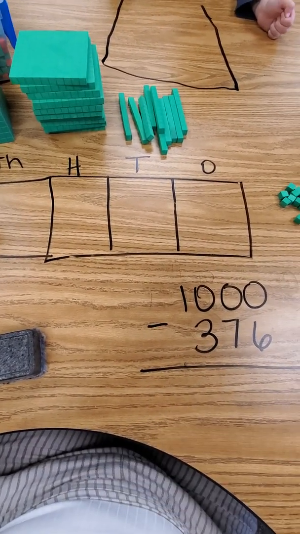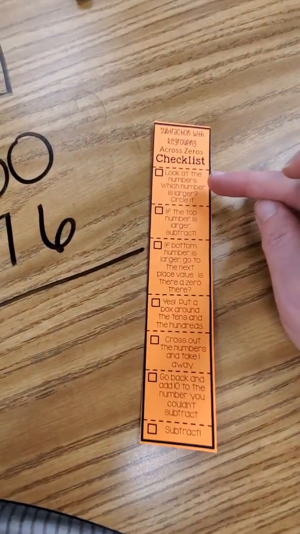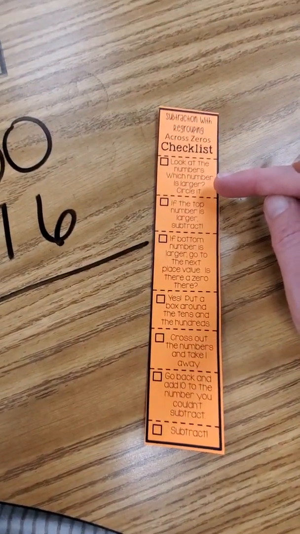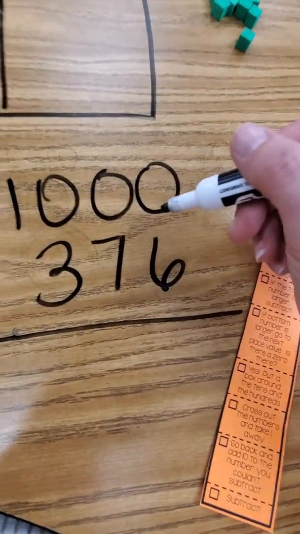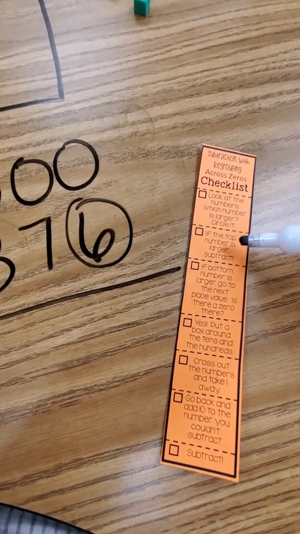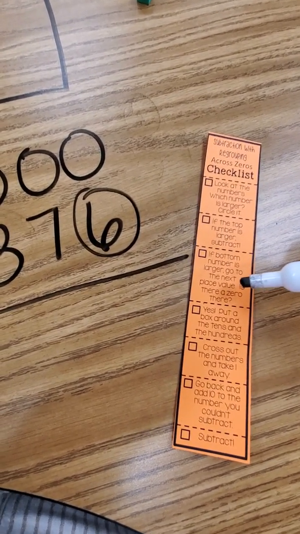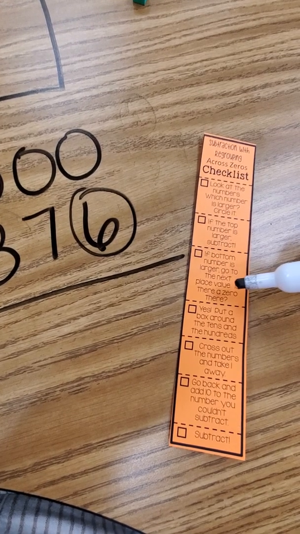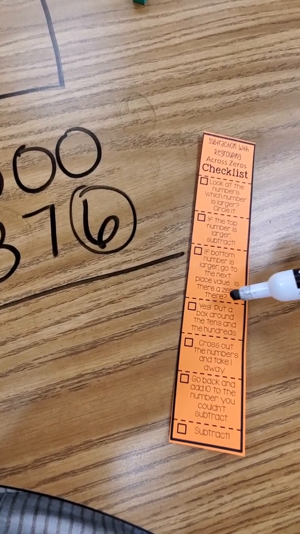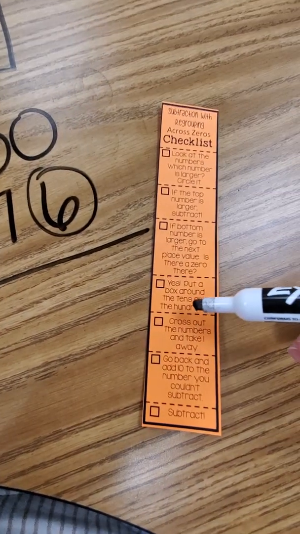So let's take a look at the checklist again. It says, look at the number, which number is larger, circle it. And again, we're doing this place value by place value, so I have them circle the bottom. And it says, if the top number is larger, subtract. I can't do that, so go to the next step. If the bottom number is larger, go to the next place value. Is it a 0? If I go next door, this is a 0. So I'm going to go down to the yes column.